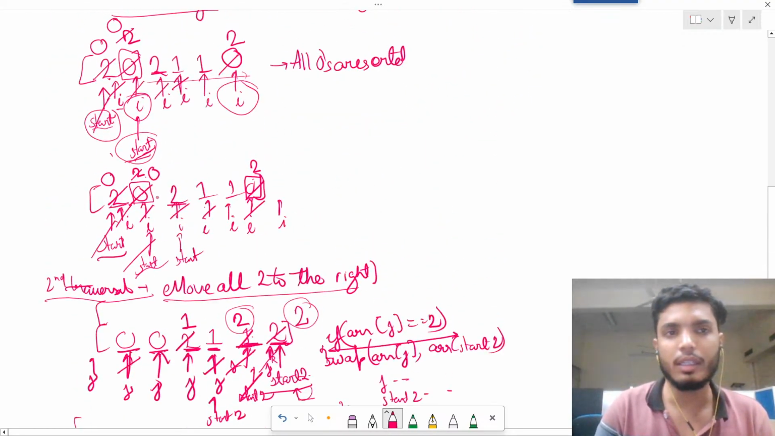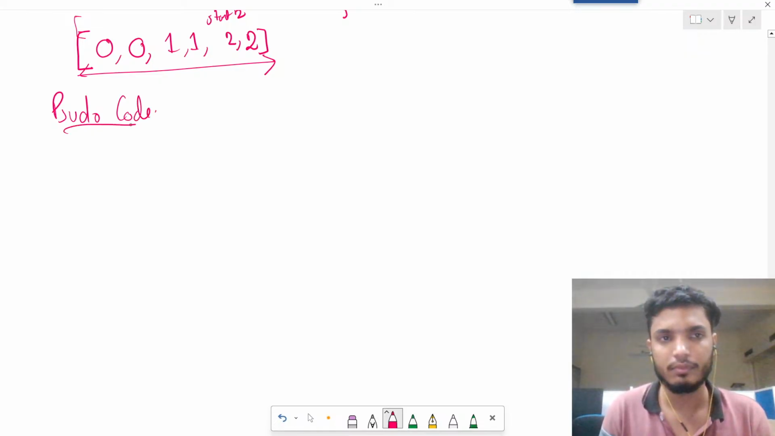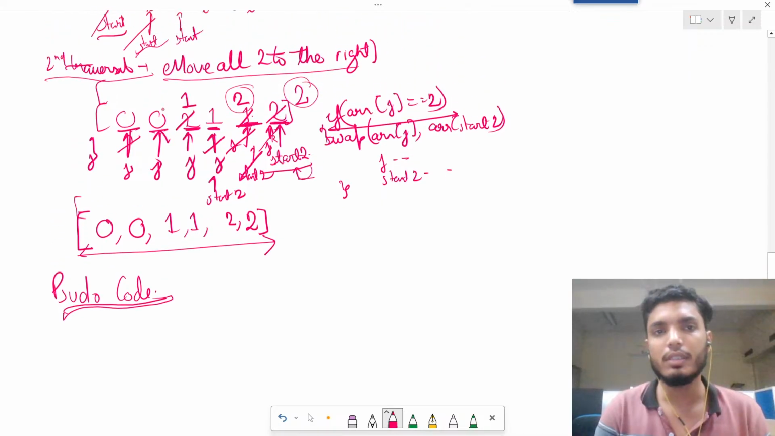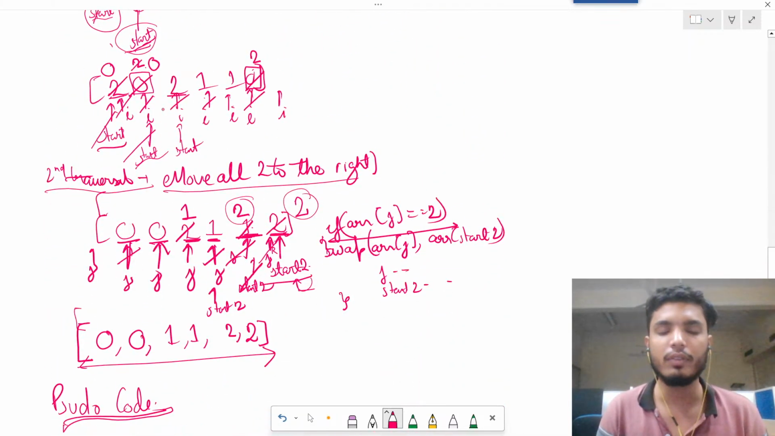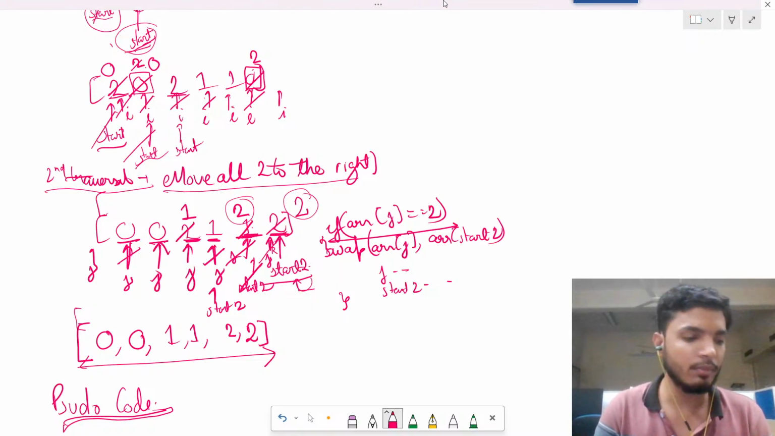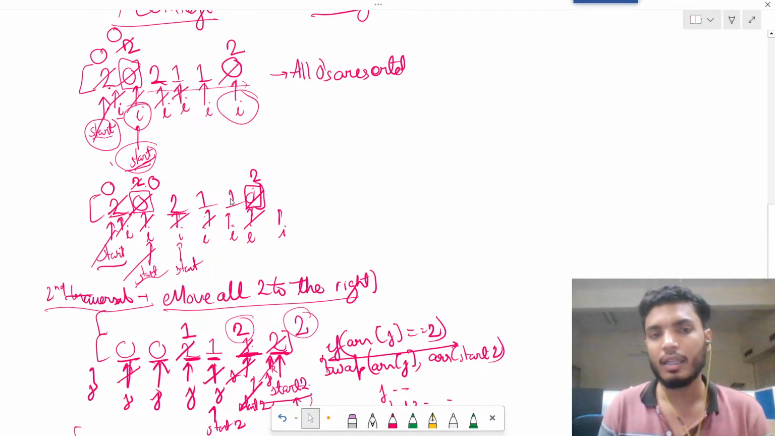If I have to write the pseudo code here, I am doing two traversals. First traversal I am doing from left to right. Second traversal I am doing from right to left. And in both the scenarios I am able to solve it.